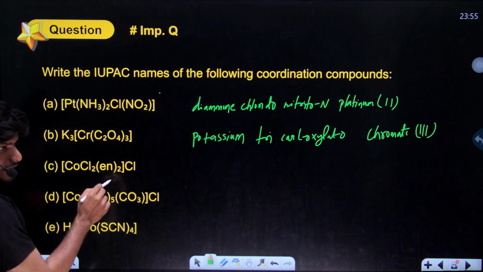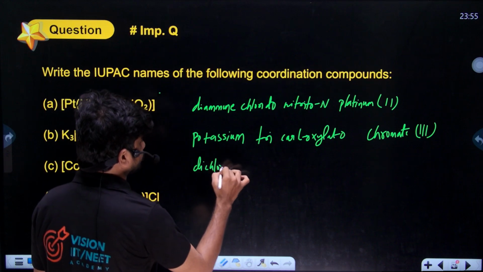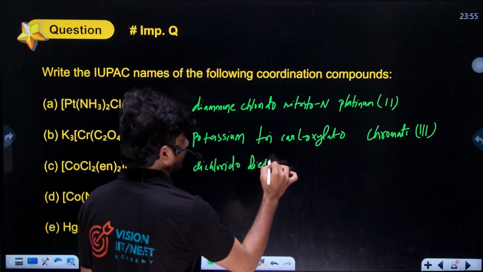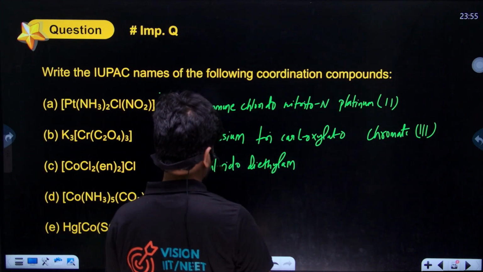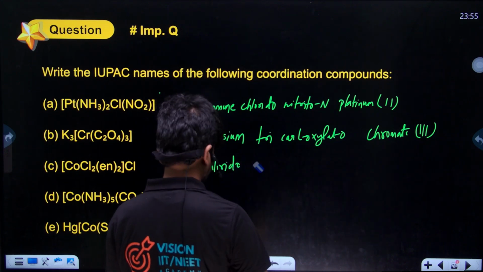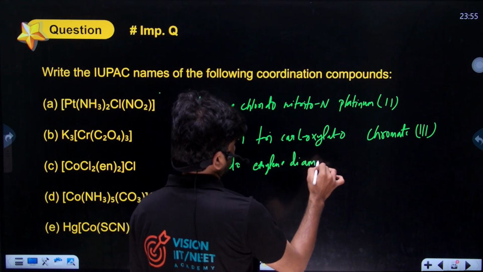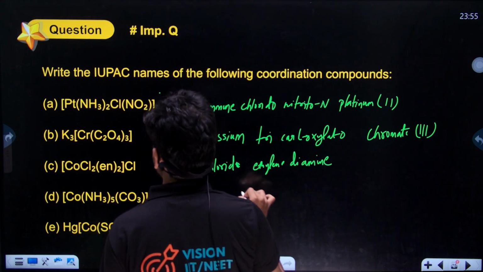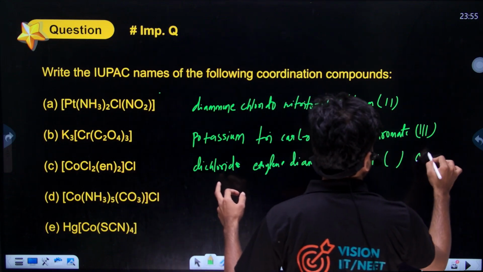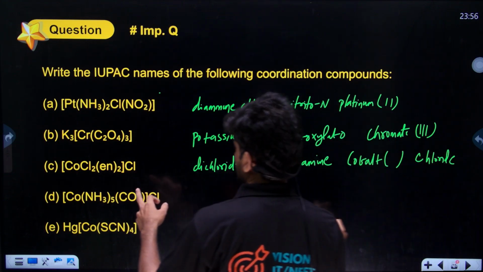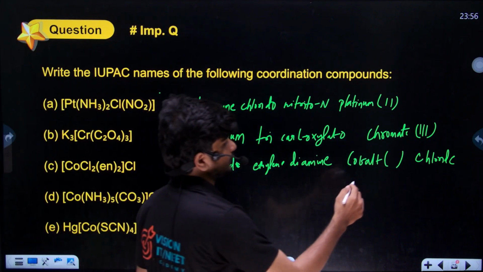Next, you have cobalt, dichloride, diethylamine, then you have chlorine. So first you will be writing dichlorido, diethylamine, sorry, ethylene diamine. Next what do you have? Next you have cobalt. So what is the charge? Then you have chloride. So what is the charge? There is a +2 here, x minus 2 is equal to +1, so it is 3.